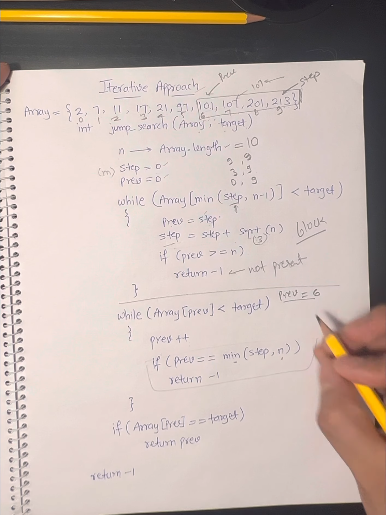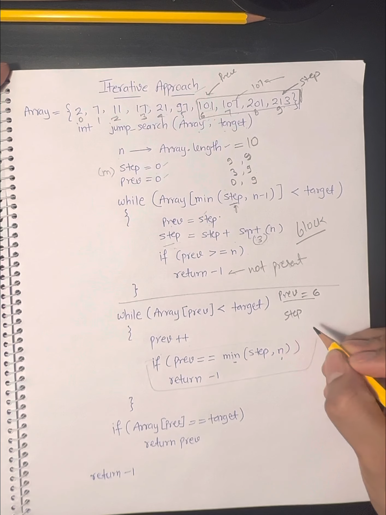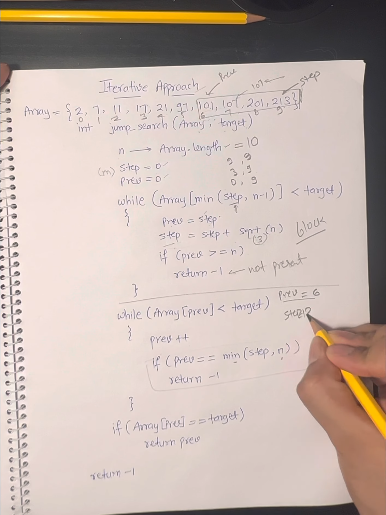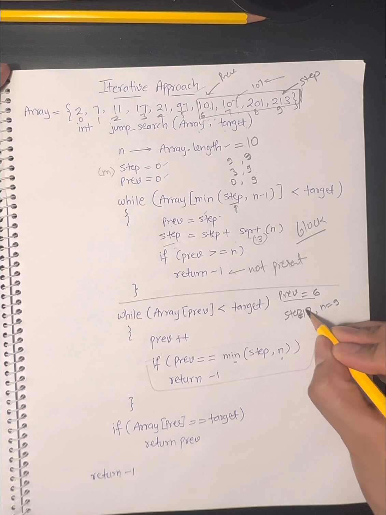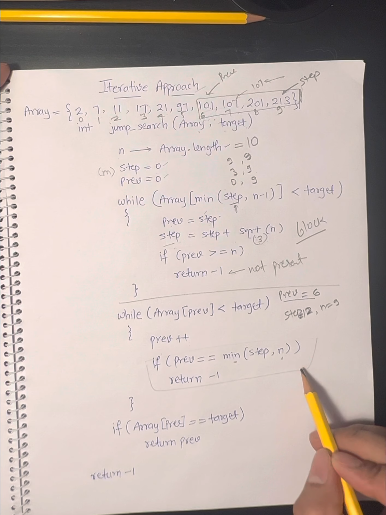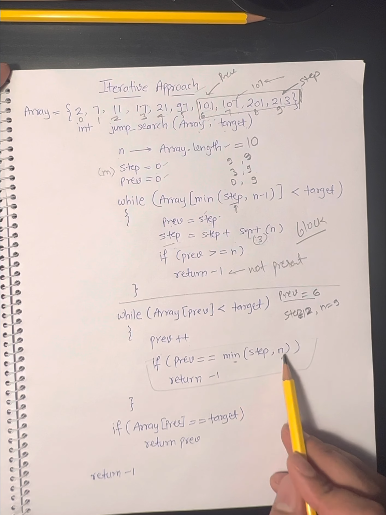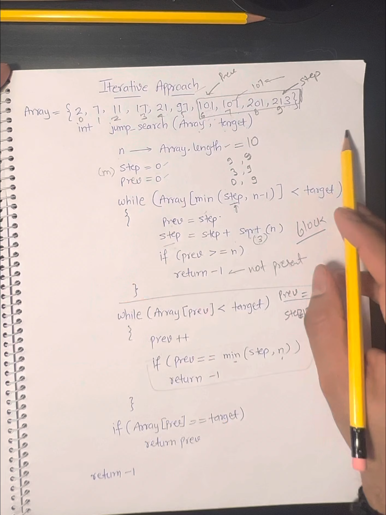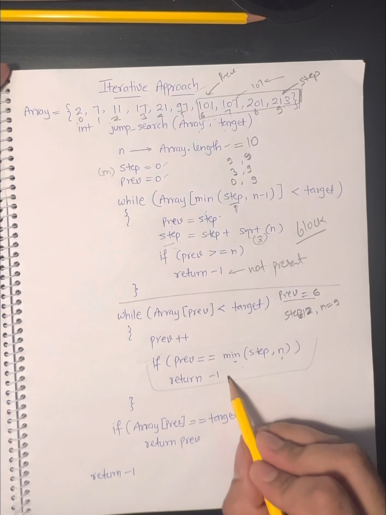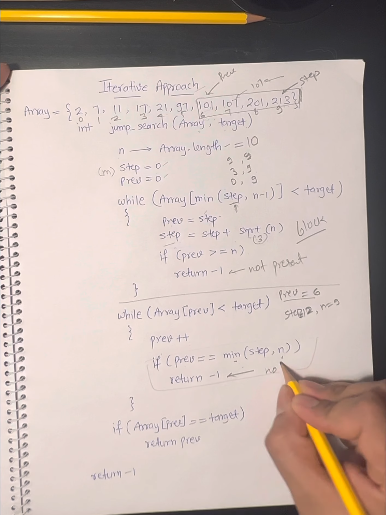So either if it is the last block, in that case sometimes step could be 12 but the length is only 9. So in that case we need to make sure that we have reached the end. So we take the minimum of step comma n, whichever is the minimum. If we reach that point, it means we have finished the block and we could not find the element, so we return -1, that is, the element is not present.